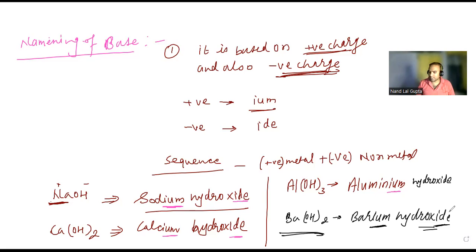Okay, so I am erasing this one and going to another topic. What is the other topic we are having? Sir, when naming bases, does it always end with hydroxide? Yes. Base means OH, 100%.